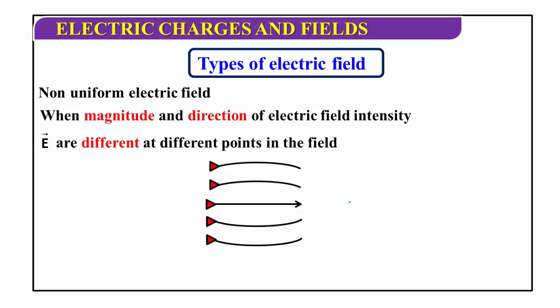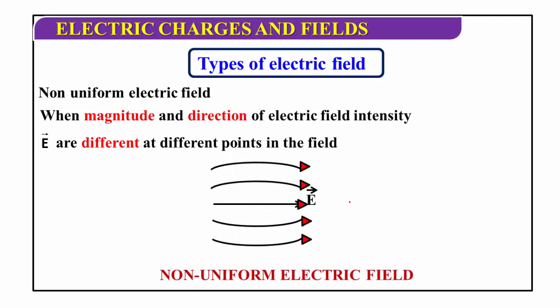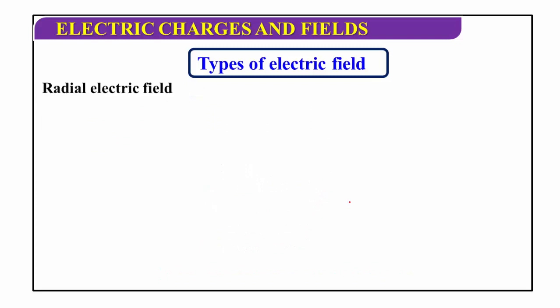See that diagram. Here the magnitude and direction of the electric field intensity E is different at different points. That's why in a non-uniform electric field, the field lines are curved and not equidistant from each other. These types of electric field are called non-uniform electric field. In this case, a test charge experiences different forces at different points in the electric field, then the field is said to be non-uniform. Uniform and non-uniform.